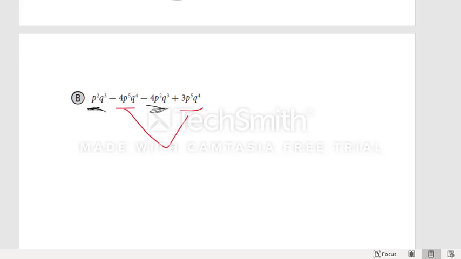-4 plus 3 makes that -1 p to the fifth q to the fourth. And combining these two, 1 minus 4 makes -3 p squared q cubed. All right, so that's combining it and simplifying it that way.